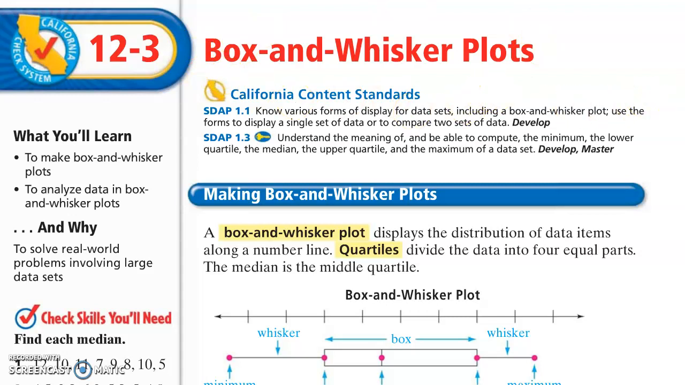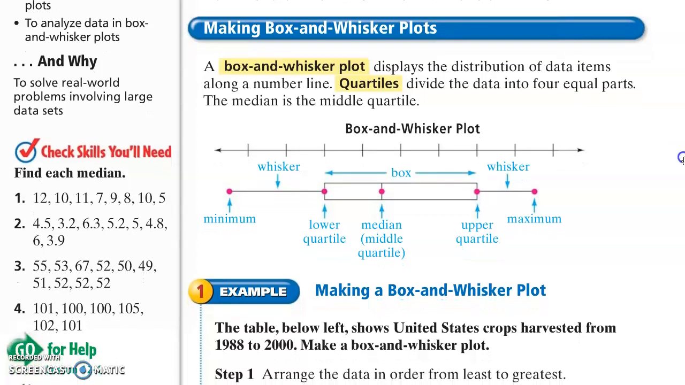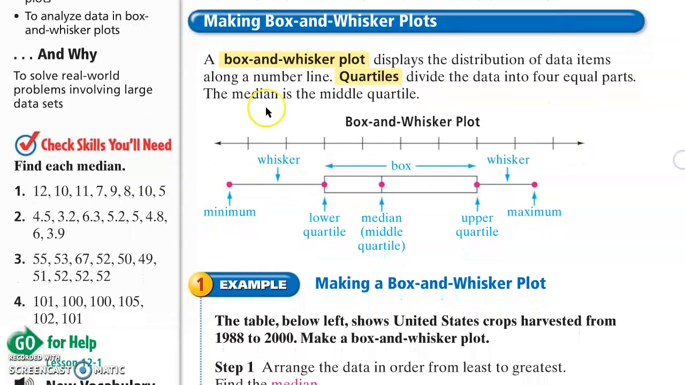I think these are kind of nice and easy, kind of simple to work with. You just kind of have to get used to them a little bit. So let's go ahead and look. This is an example of something called a box and whisker plot, where the box is the piece in the middle and the whiskers are the little lines on the outside. Now, a box and whisker plot displays the distribution of data items along a number line. So we have a number line here and the box and whisker plot that goes along with it.